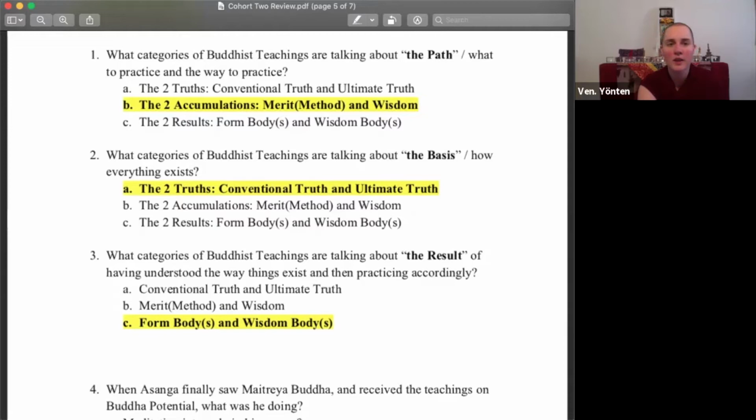And number 3, what categories of the Buddhist teachings are talking about the result? And 75% of you got that right. So the basis, the path, and the result, I mixed around the order just to make it something you had to think about rather than something that was just memorized without the meaning. The basis, the path, and the result.